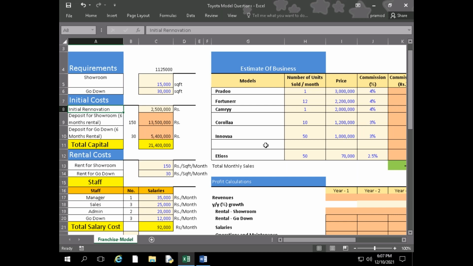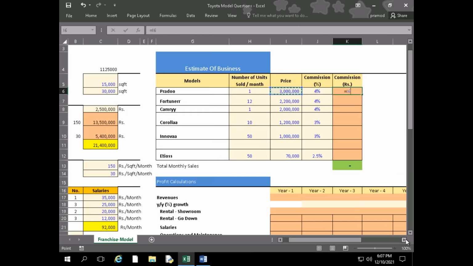So we have to do the commission in rupees, sir. How do we do that, sir? Like price into 4%, sir. Price into 4%, correct. Commission is also based on number sold. Okay, so for number sold we have to multiply that also, sir. Number sold into price into commission. Number sold 30 into lakhs, price.